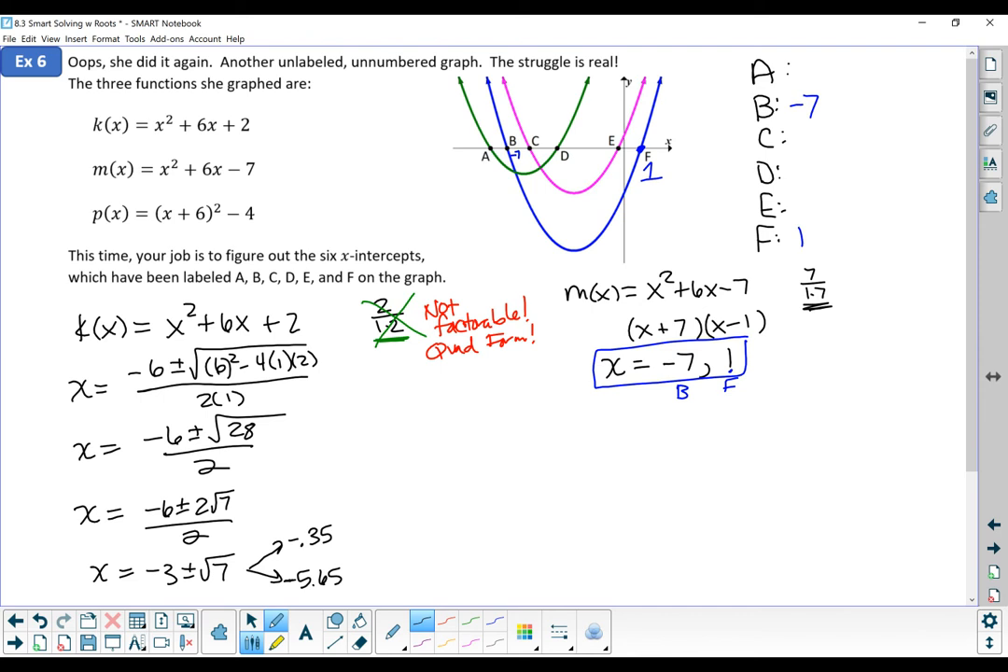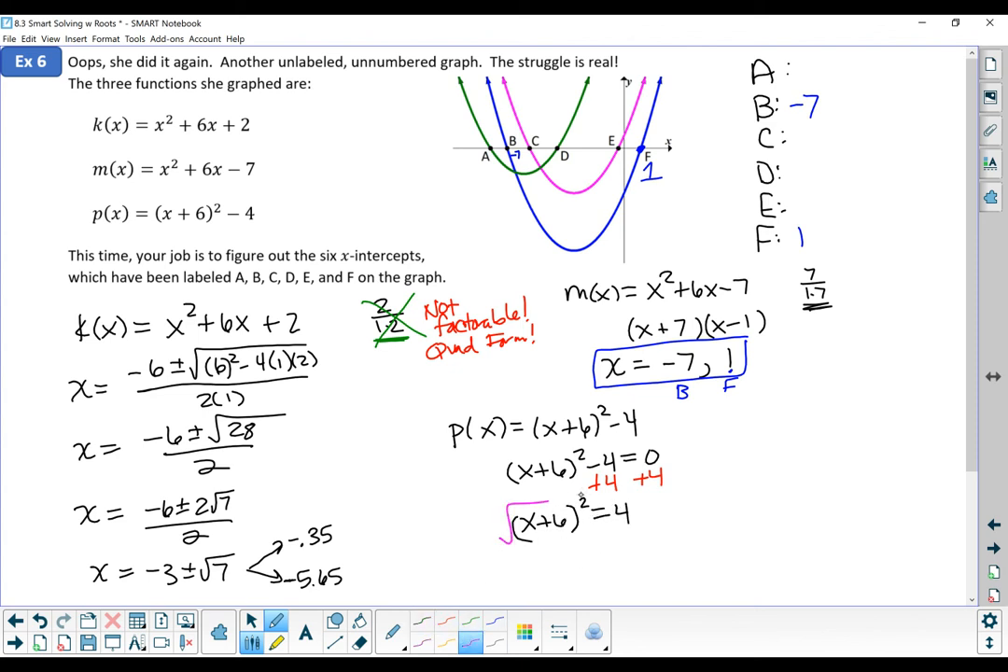Okay, well, we have one more equation. Let's go ahead and work with it. P of x is (x plus 6) squared minus 4. We're trying to find the zeros of this function, so we're thinking about when does (x plus 6) squared minus 4 equal 0. We're going to use the square root method. We're going to add 4. We get (x plus 6) squared is equal to 4.